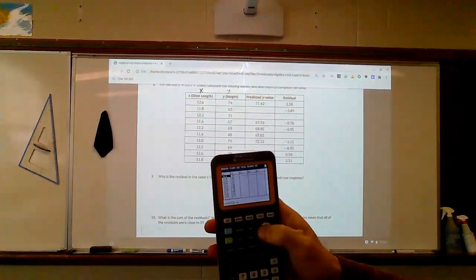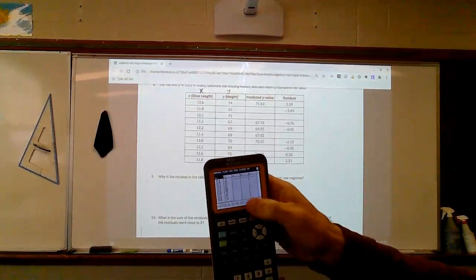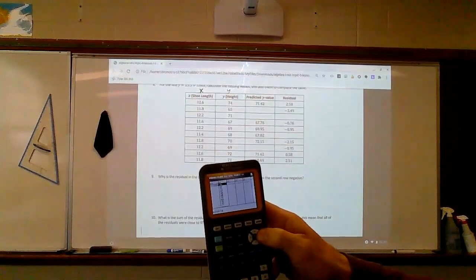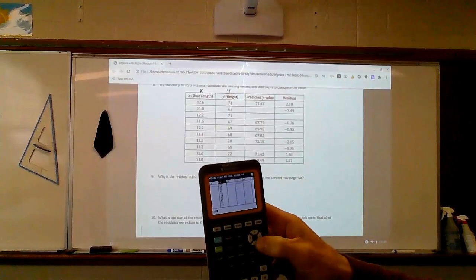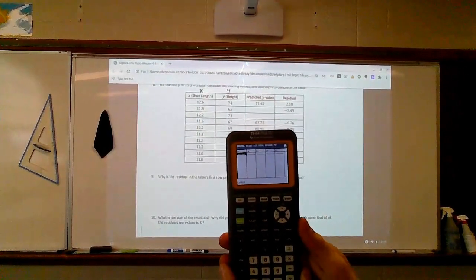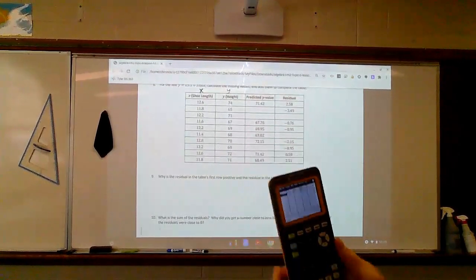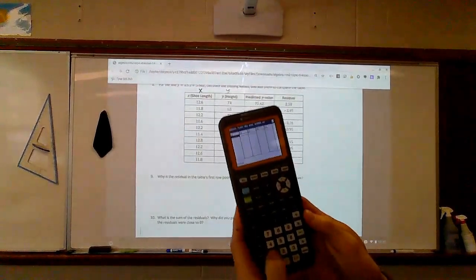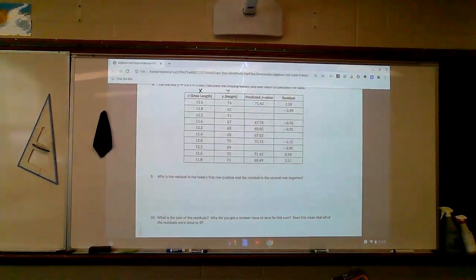Notice how I already have these in there? Well, I want to show you how I'm going to do that. I highlight L1, I clear it. I press down, I highlight L2, I press clear. I go back to L1. To enter these in, I physically enter in my numbers. I put 12.6, enter. 11.8, enter. 12.2, enter. I'm going to stop saying that now because I'm going to screw myself up as I'm doing it.